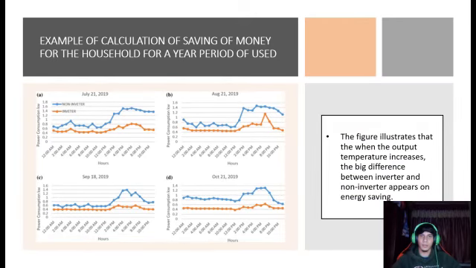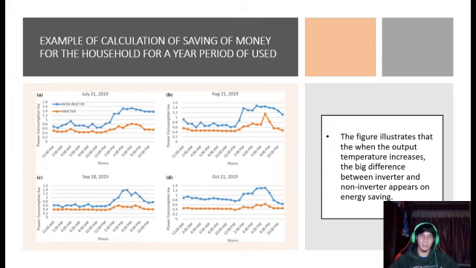Okay, we move to the next part, which is an example of calculation of money saving for a household in terms of 1 year. Based on the graph, there are four graphs. The figure illustrates that when the output temperature increases, the big difference between inverter and non-inverter appears in energy saving.